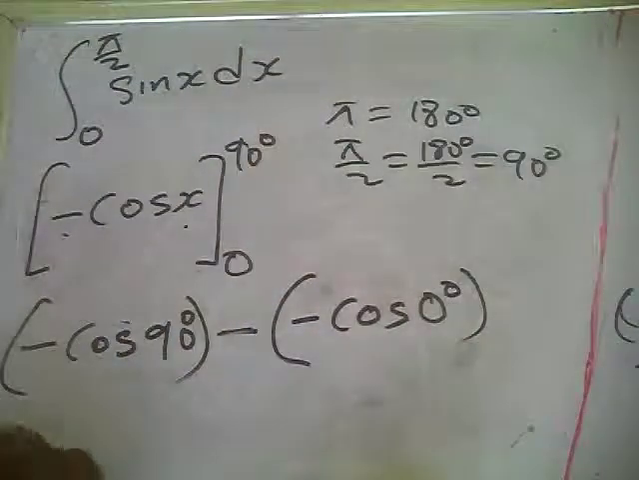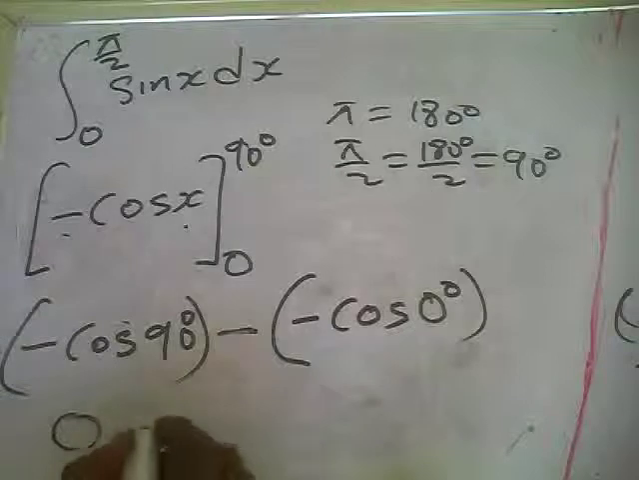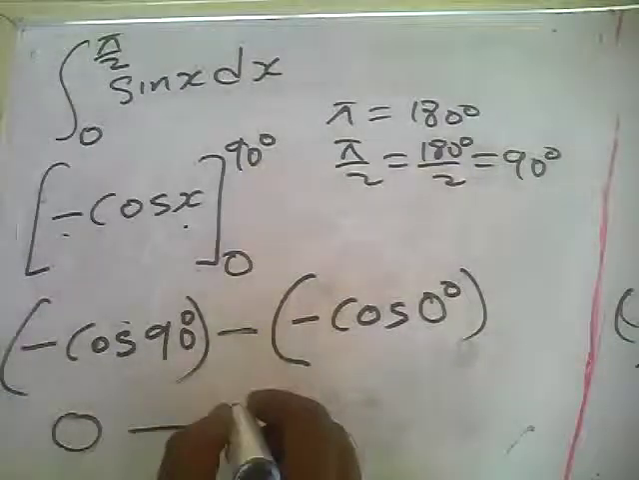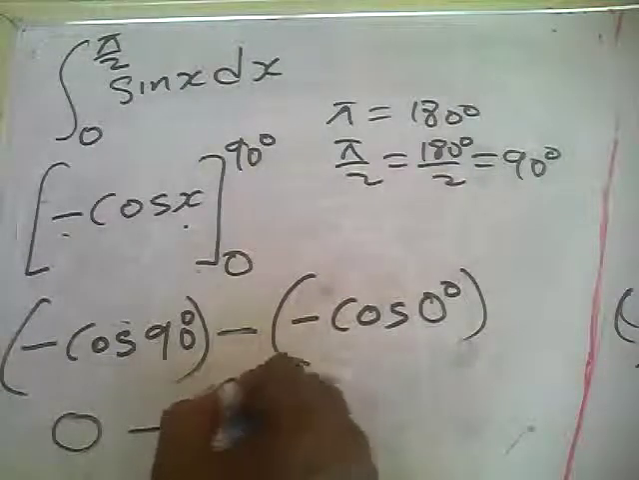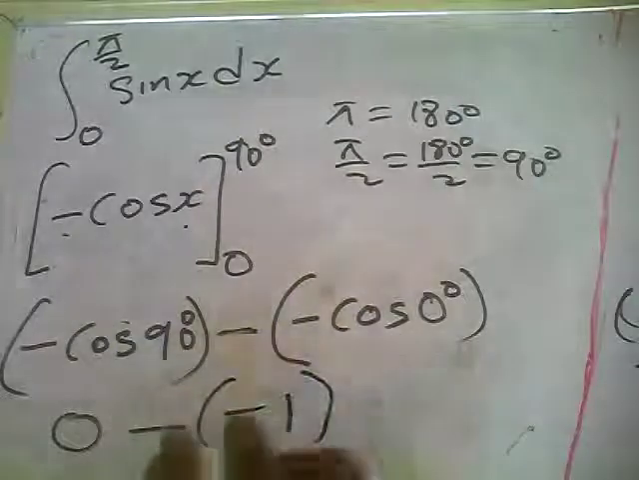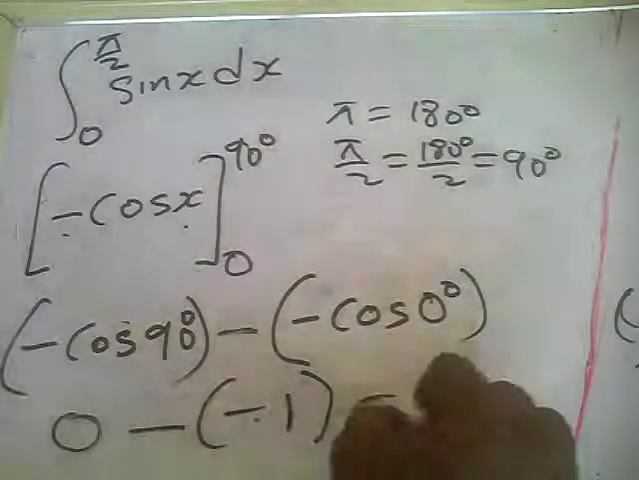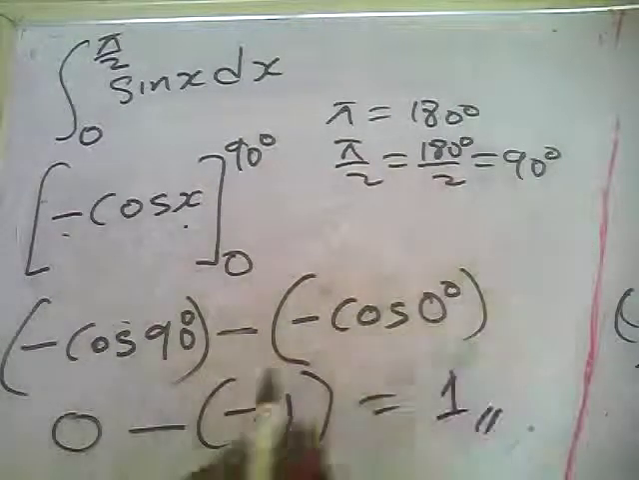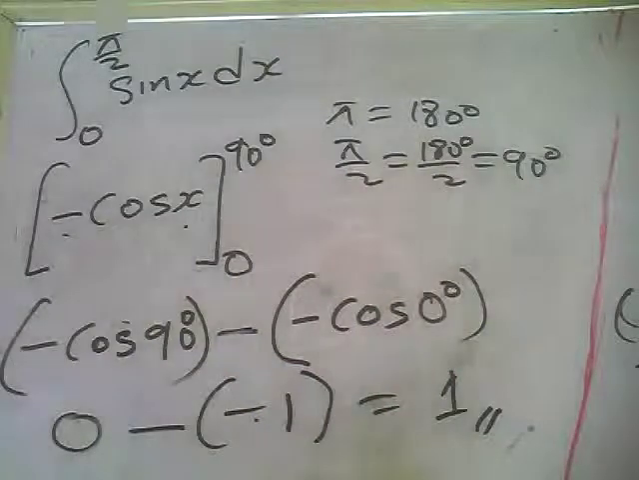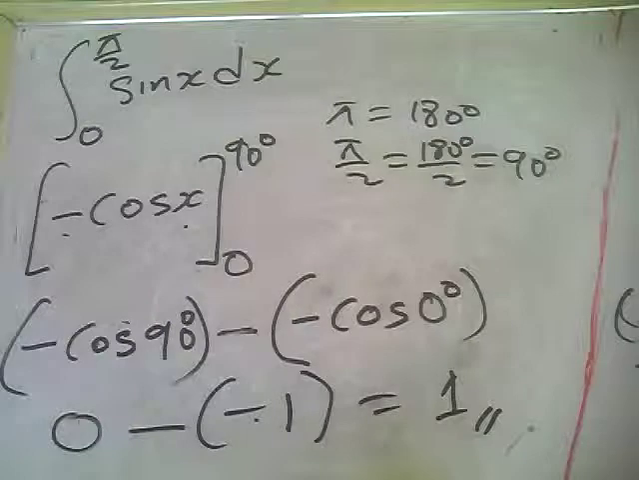And we know cos 90 is what? 0. Alright, minus cos 0 is what? 1. That is minus 1. So we have minus minus 1, which is what? 1. So our answer is what? 1. So we got 1 as the answer. So that is the correct answer to that.